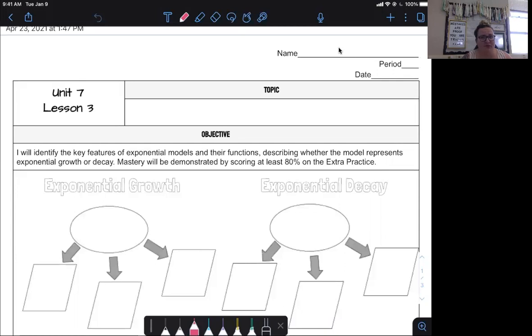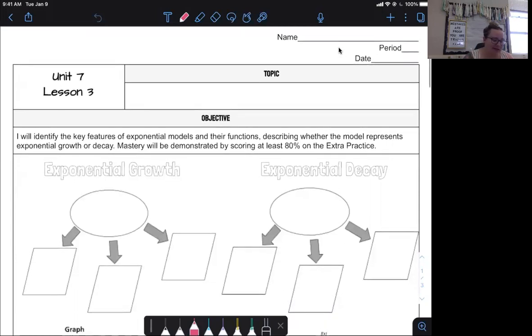Today we're going to be doing Unit 7, Lesson 3. Our main topic is exponential growth and decay.